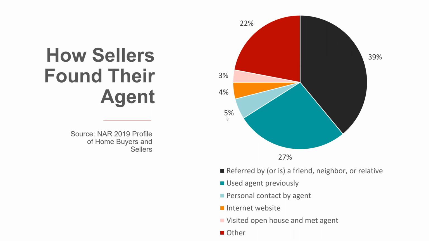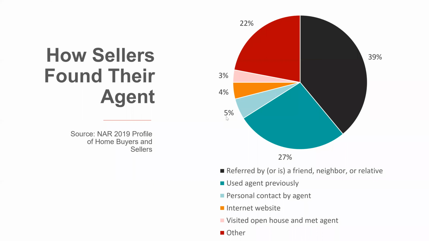Okay, 20% of the buyers had used their listing agent previously to buy or sell a home. That's actually a very profound number, and I'll get into that in a little bit. 5% chose their realtor after being personally contacted by them. 4% found their agent through a website. 3% found their agent by visiting an open house. And the other 22% were made up by other methods, like for sale signs, open house signs, maybe agent-to-agent referrals, or direct mail or social media, things of that nature.